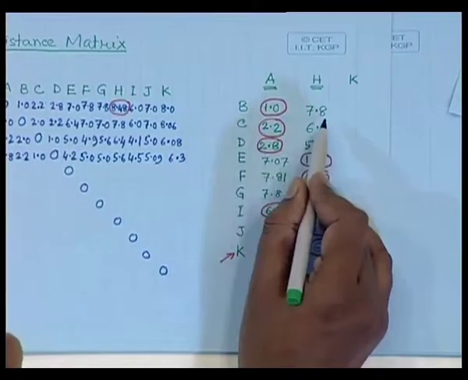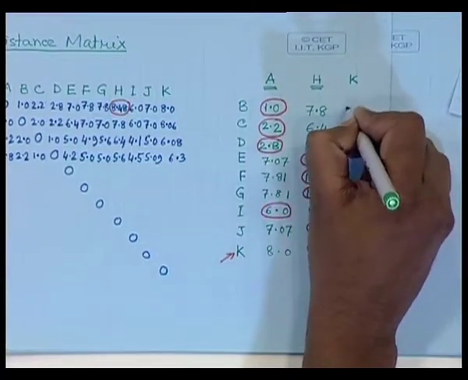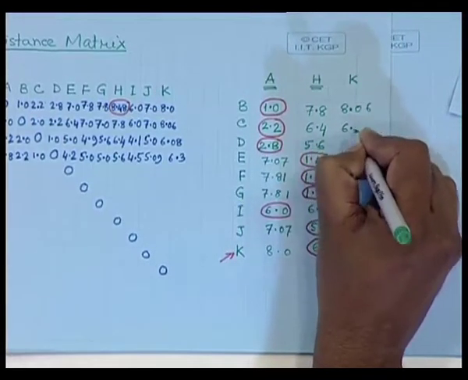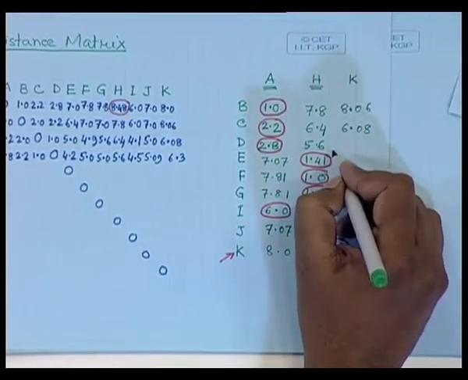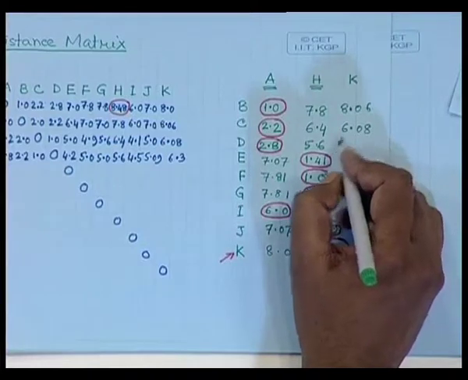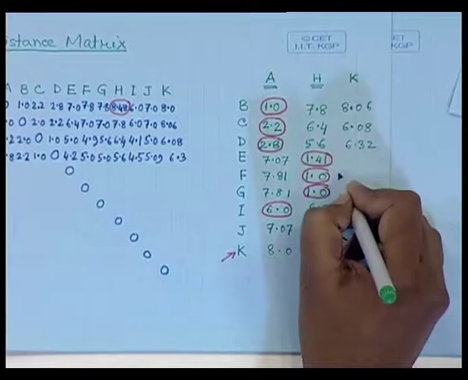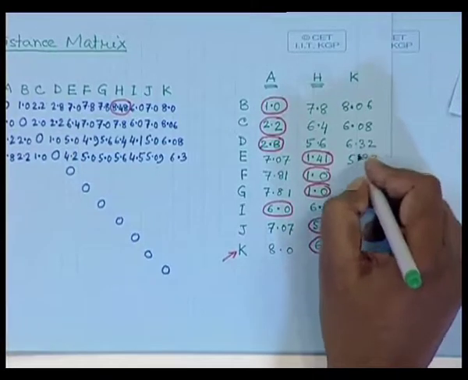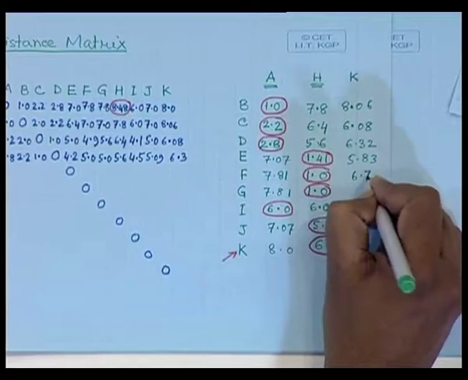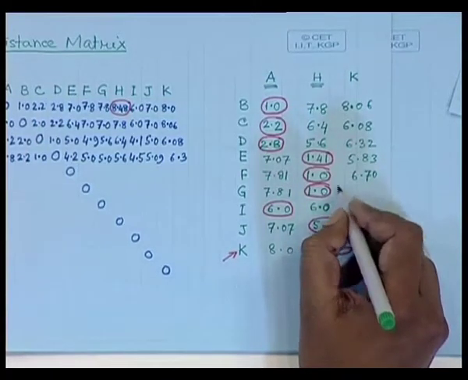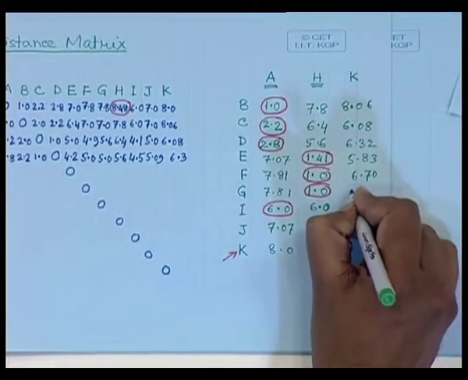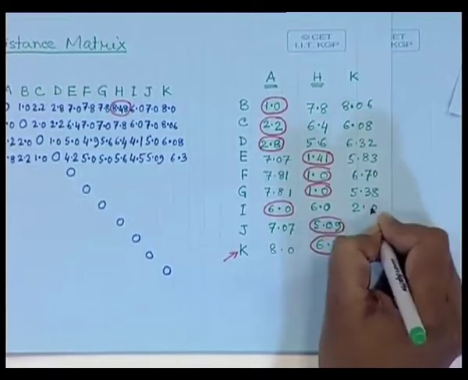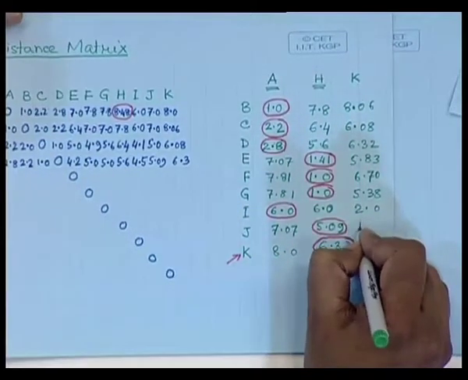So, I have to compute the distance between B and K, and that comes out to be 8.06. The distance between C and K comes out to be 6.08, between D and K 6.32, E and K 5.83, between F and K 6.70, between G and K 5.38, between I and K 2.0, and between J and K 1.41.